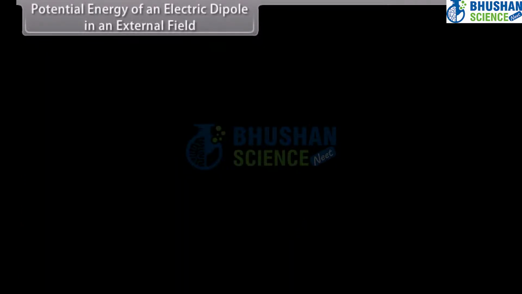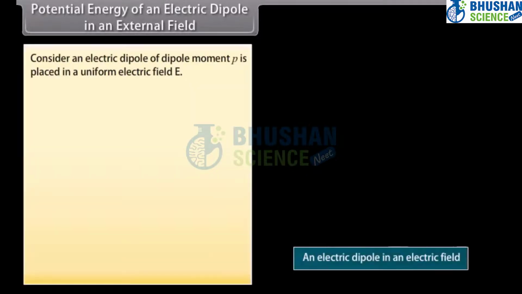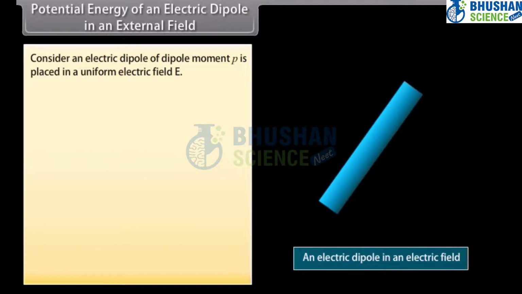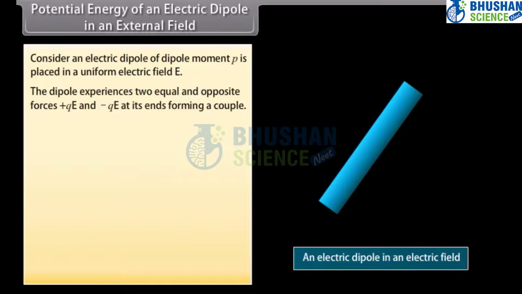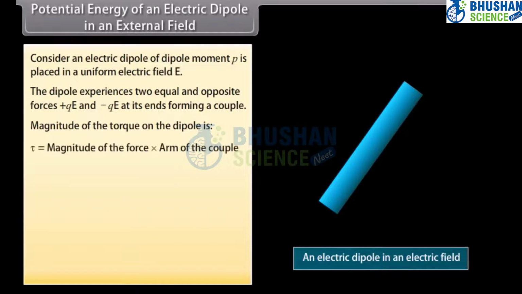Potential energy of an electric dipole in an external field. Consider an electric dipole of dipole moment P placed in a uniform electric field E. The dipole experiences two equal and opposite forces, plus QE and minus QE, at its ends, forming a couple. The magnitude of the torque on the dipole is equal to the magnitude of the force times the arm of the couple. Tau is equal to QE times 2L sine theta, which is equal to PE sine theta.